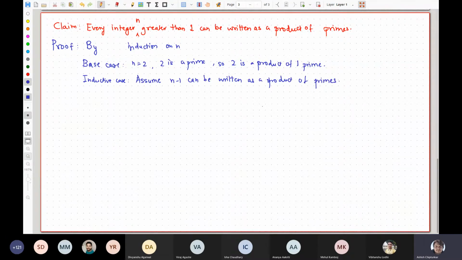But now what? Right? So how can you at all use this statement to prove that even n can be written as a product of primes? Not clear. I mean, it will look weird. You can kind of manipulate and maybe do that, but it's definitely not going to give you a clean proof. Right? So what is the way out of this? We'll use strong induction. Right? So prove by strong induction on n.